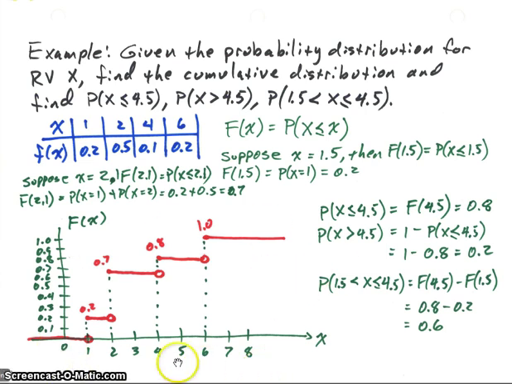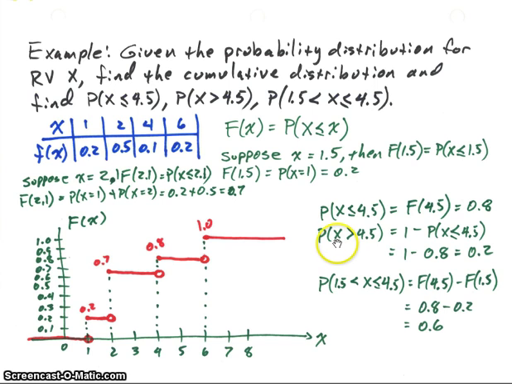Alright, so now that we have the function drawn, we can use it to find some of the probabilities. So what's the probability that x will be less than or equal to 4.5? By definition, that'll be equal to our function evaluated at 4.5. And if we look at 4.5, it's right in here somewhere, and that value is 0.8. So the probability that x will be less than or equal to 4.5 will be 0.8. And that is, of course, the addition of those three numbers, 1, 2, and 4.